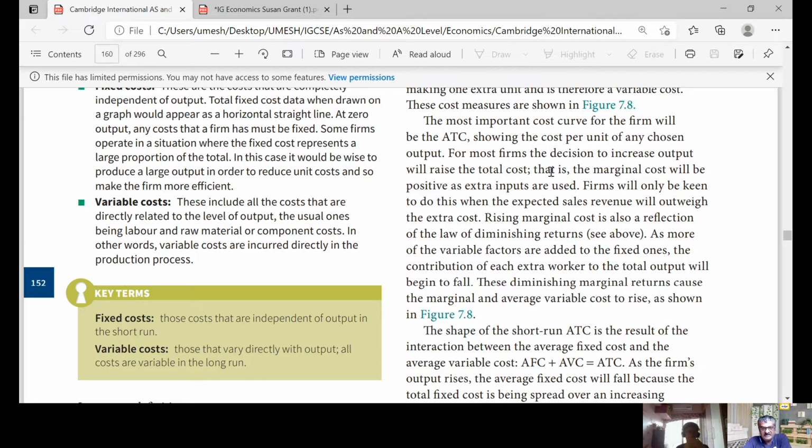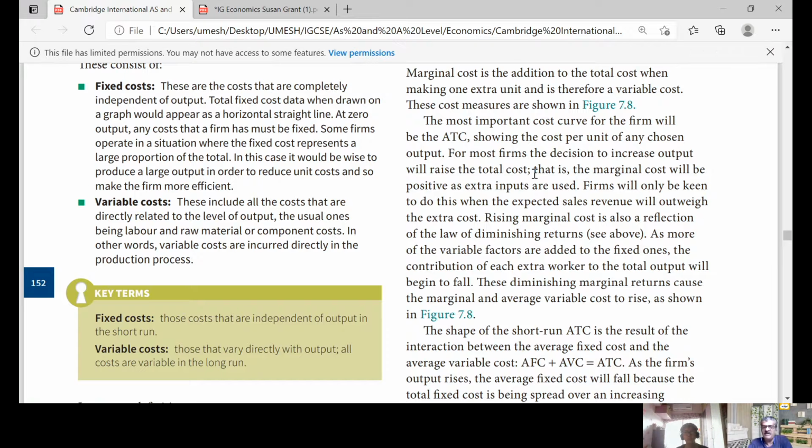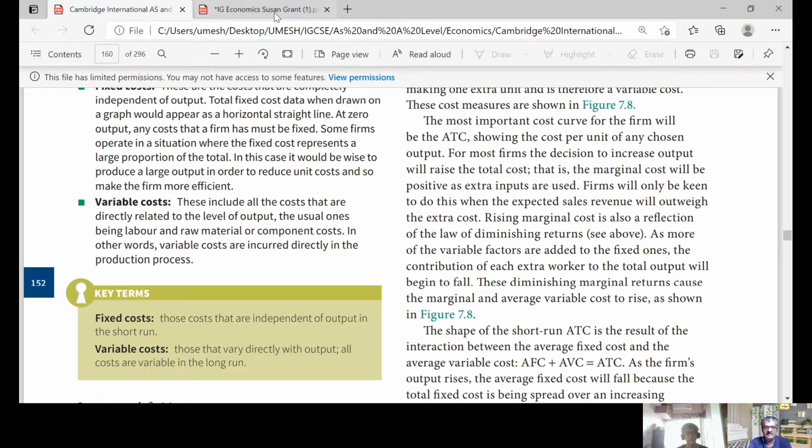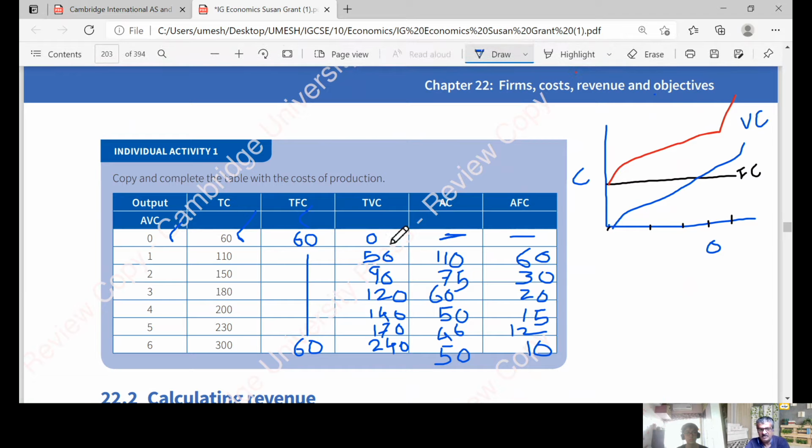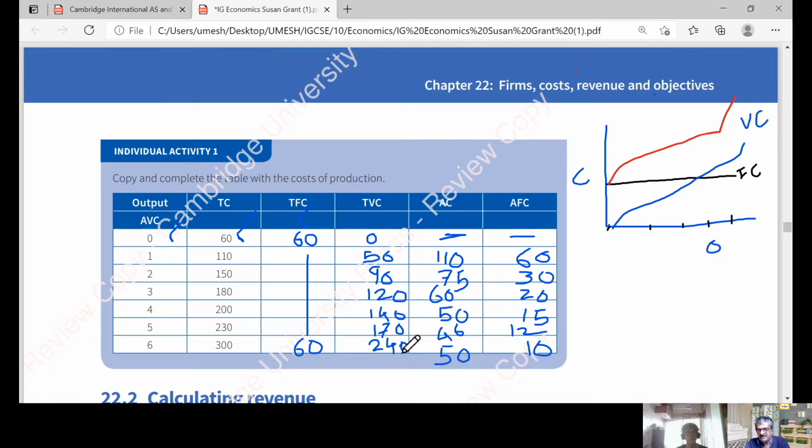For most firms, the decision to increase output will raise the total cost. Whenever the firm wants to increase output, the variable cost will increase, as you have seen here. Here you have seen variable cost 0, 15, 90, 120, 147, 172. So as you go on increasing the output, variable cost is going to increase. So your total cost will also increase.